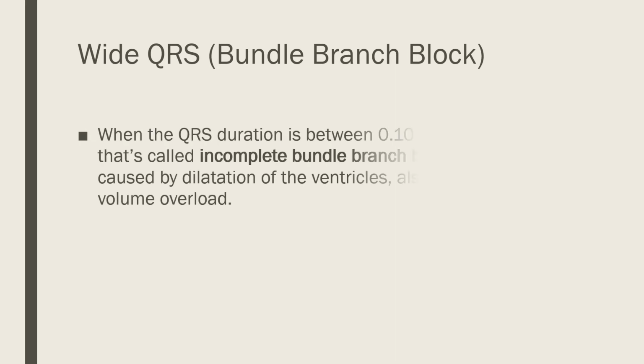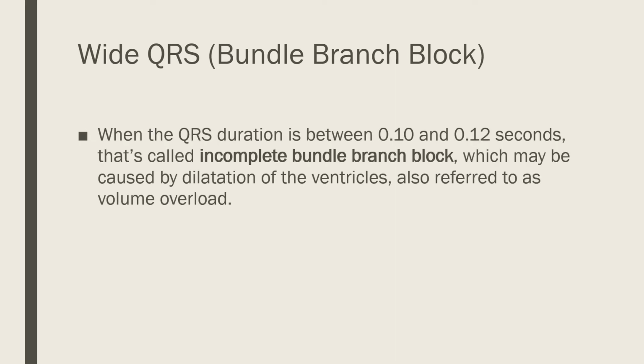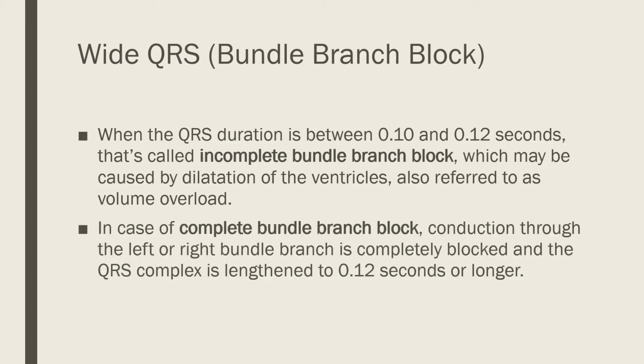Wide QRS, which represents bundle branch block: when the QRS duration is between 0.1 to 0.12 seconds, that's called incomplete bundle branch block, which may be caused by dilatation of the ventricles, also referred to as volume overload. In case of complete bundle branch block, conduction through the left or right bundle branch is completely blocked, and the QRS complex is lengthened to 0.12 seconds or longer, 3 small squares or more.